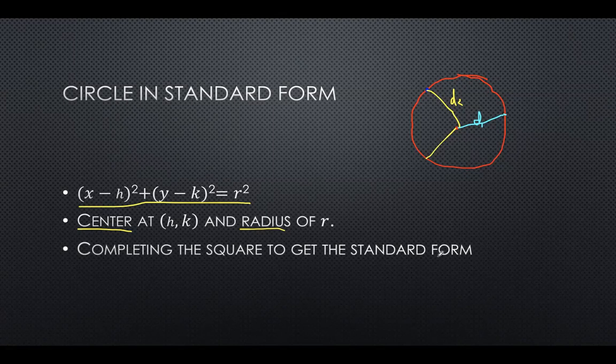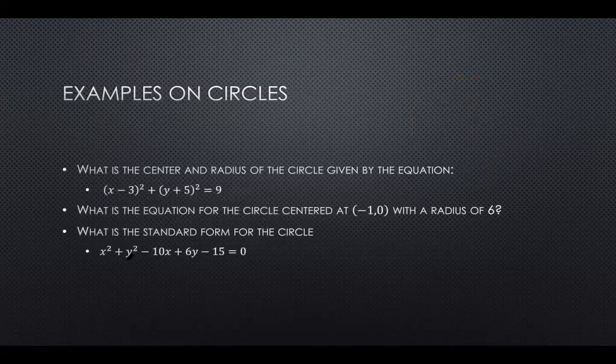Sometimes you don't have the standard form to start with, or you have the equation with some x squared, some y squared, some x, some y. This is not in the standard form. In order for you to get information like center and radius, you need to convert it to standard form. How do we do that? For example, like this one, x squared plus y squared minus 10x plus 6y minus 15 equals 0. This is not a standard form. How do we convert it to standard form?